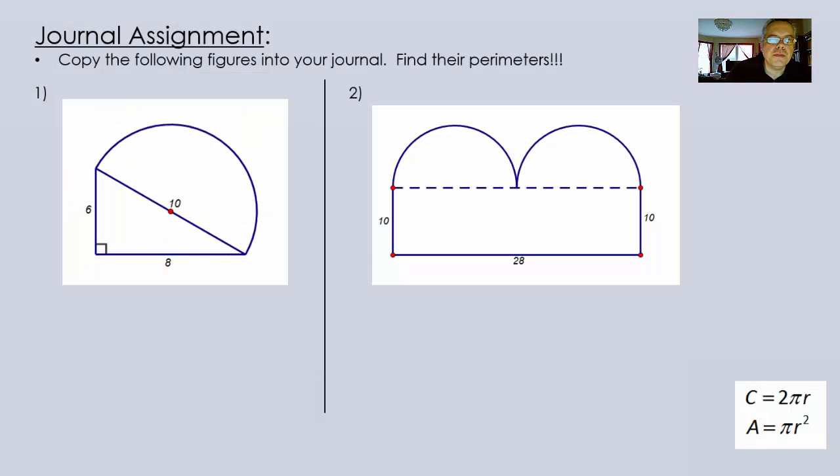Okay, time to do two of these. Here's your journal assignment. Please copy the figures in your journal, make a sketch of them, and make sure you label all the sides that are given. We have a 6, 8, 10 right triangle here. Find the perimeter, and when you do so, remember that this 10 is not part of the perimeter. We have 6, 8, and you've got to add half of a circumference here. The figure on the right, we have three sides, 10, 28, 10 that are part of the perimeter, and two semicircles. You're going to have to find the radius of the semicircles and write expressions for them.